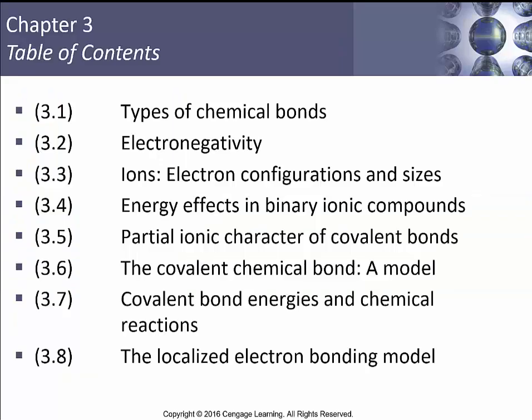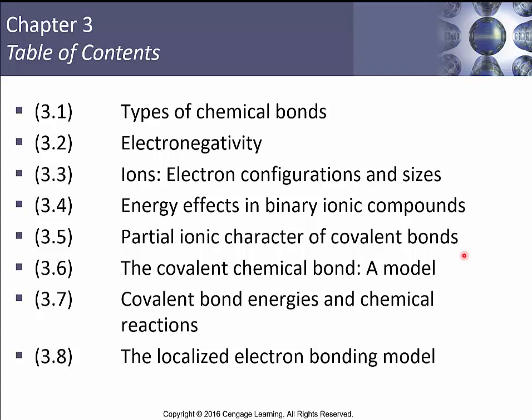So looking at our chapter breakdown, we're going to talk about the different types of chemical bonds. We'll talk about electronegativity, which determines whether or not something is ionic or a covalent bond. We'll talk about ions, electron configurations and sizes. We'll talk about energy effects in binary ionic compounds. 3.5, partial ionic character of covalent bonds. And then we'll do 3.6, the covalent bond, a model.